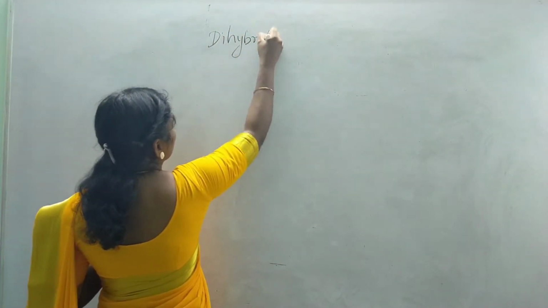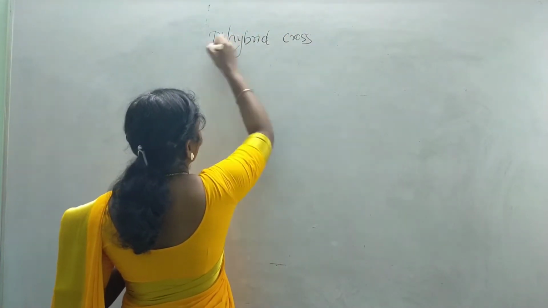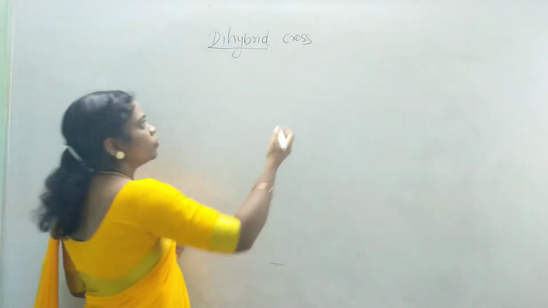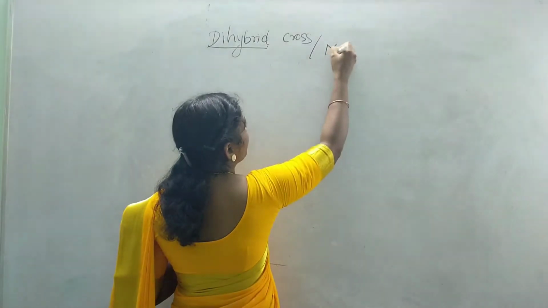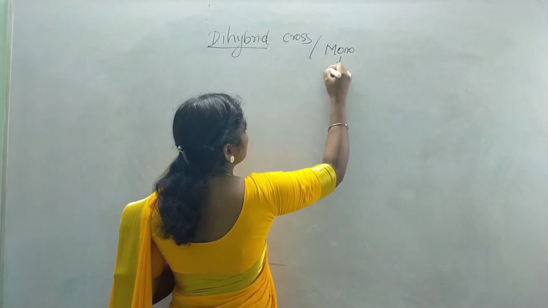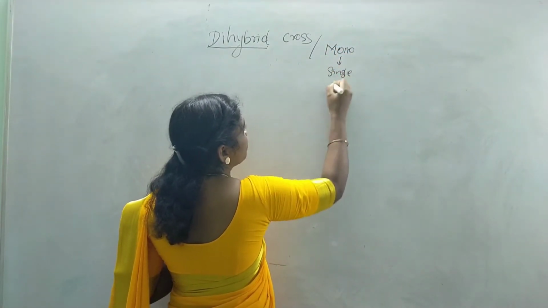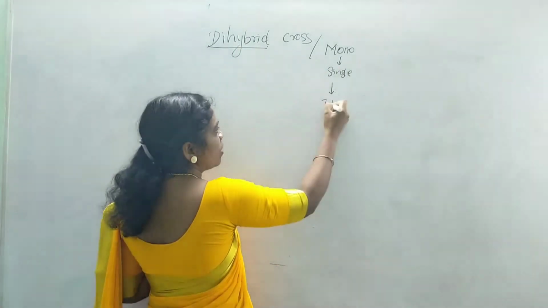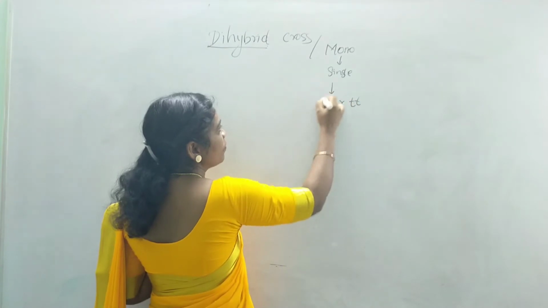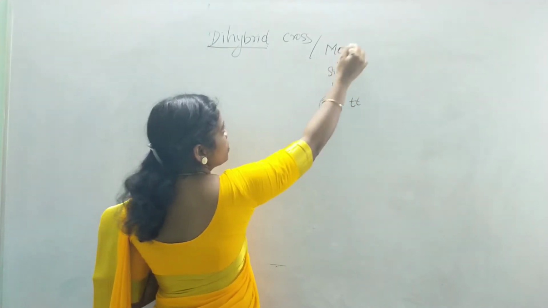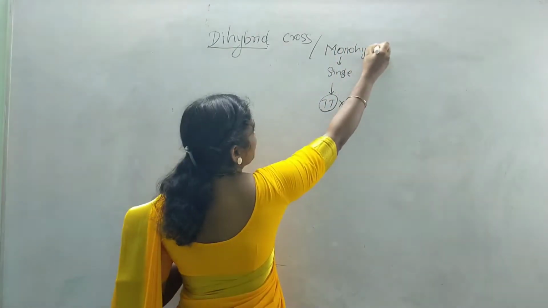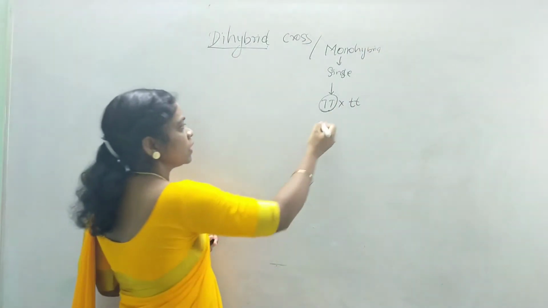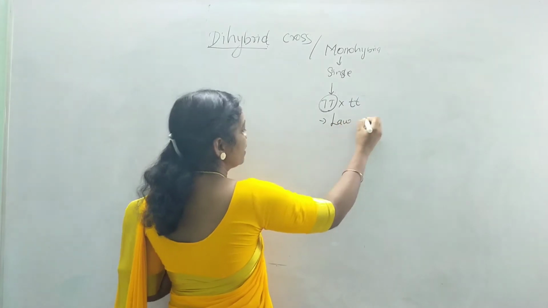Dihybrid cross. What is dihybrid cross? If you talk about monohybrid cross, mono means single. We took height of the plant as the character here, and tall plants and dwarf plants were crossed, where we took one character. So it is known as monohybrid cross. Based on this monohybrid cross, Mendel proposed the law of segregation.